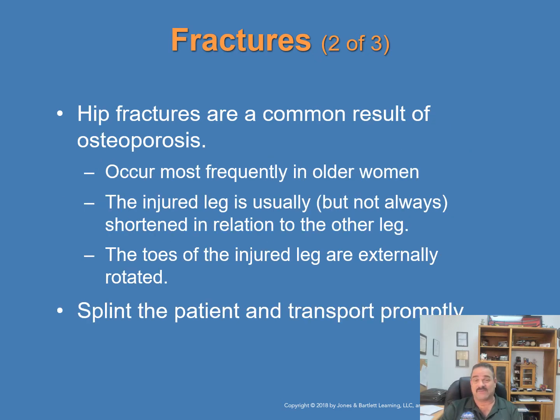Right, so hip fractures are a common result of osteoporosis. They fall. It occurs most frequently in older women. Usually the injured leg is identified through a shortening in relationship to the other leg. The toes of the injured leg are externally rotated, and the injured leg is also shorter than the uninjured. Splint the patient and transport them properly. When I talk about splinting, we're splinting them to a hard surface so we can move them, whether it be a backboard or a scoop stretcher, that kind of thing.